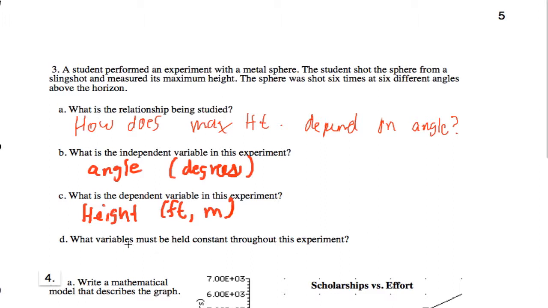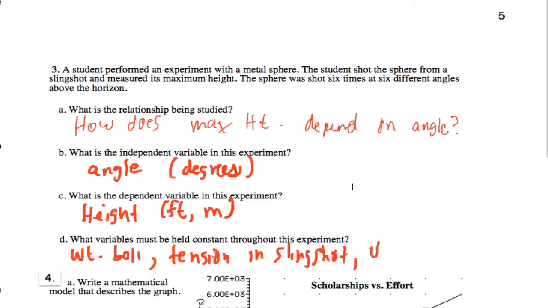Now, what variables must be held constant throughout the experiment? Let's see. I'd say the weight of the ball. We're shooting it from a slingshot, right? So the tension in the slingshot, I guess, whatever you want to call that. Those are just a couple of examples. I'd say the wind, right? So those are just examples of control variables.